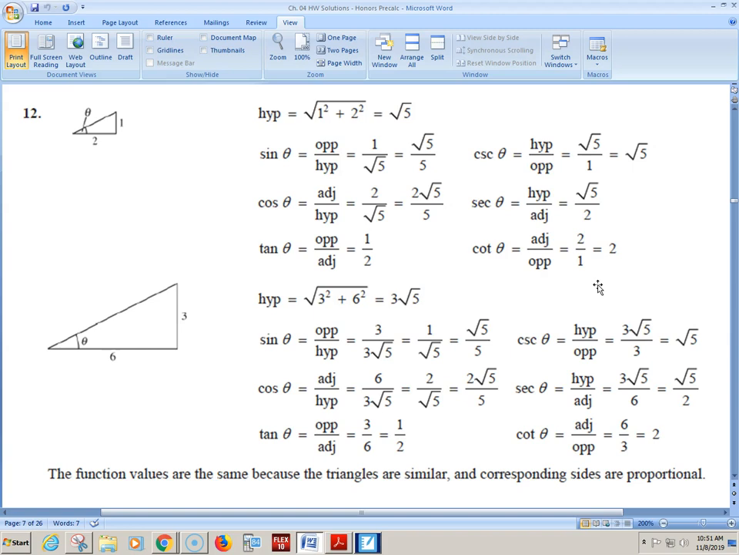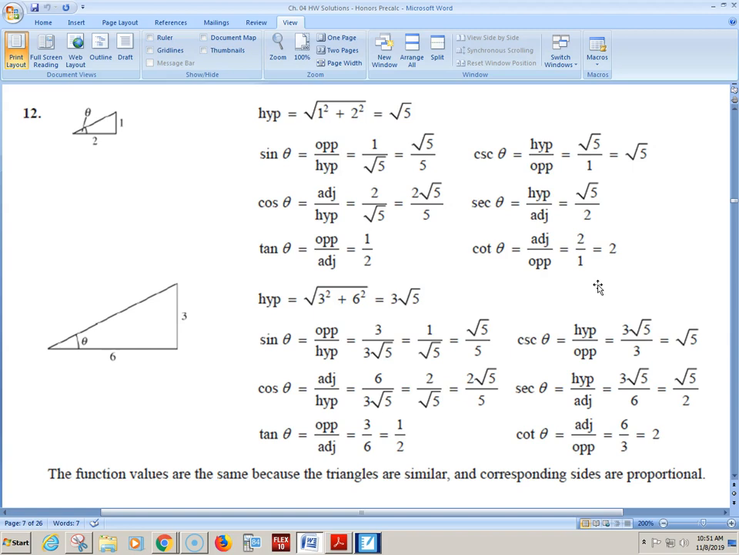You will naturally get an opposite over hypotenuse or an adjacent over hypotenuse of 1 over rad 5. But remember, they're just rationalizing to go from that form to this form by multiplying by rad 5 over rad 5. So there's that whole rationalization thing above. But otherwise, you're just using the triangle.